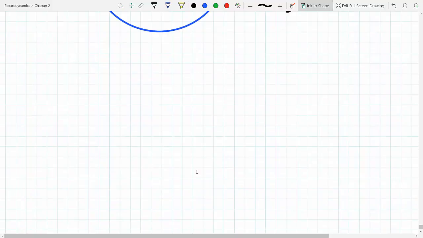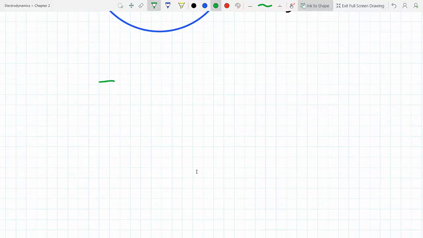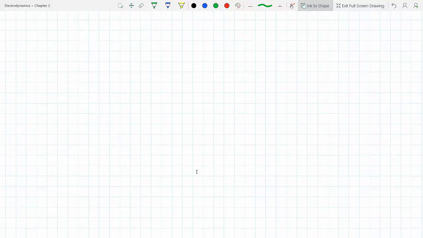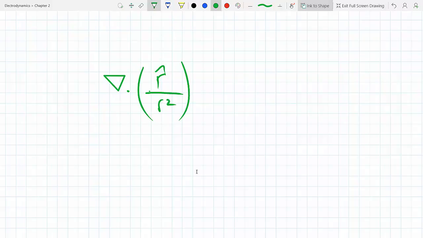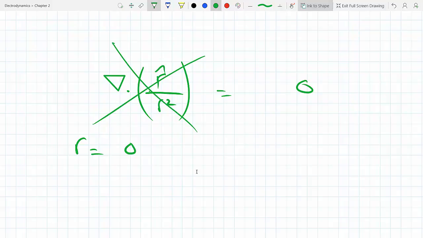Look, we are trying to find the divergence of r hat over r squared, right? So if you do what we just did, you get 0. Now, if r equals 0, this is no good. So we have to think of a different way to do this if r equals 0.